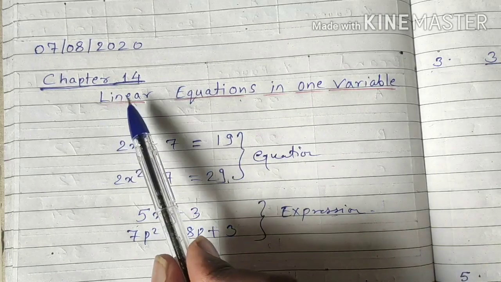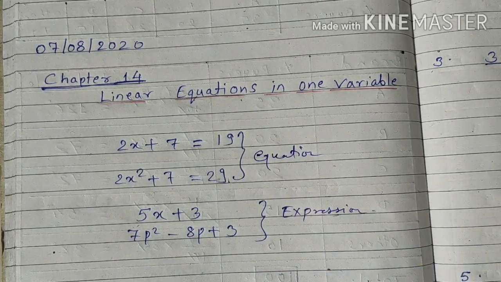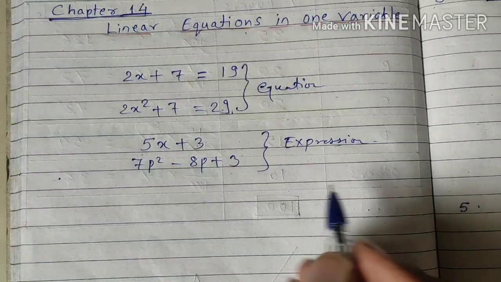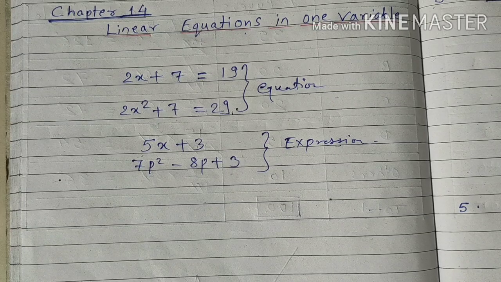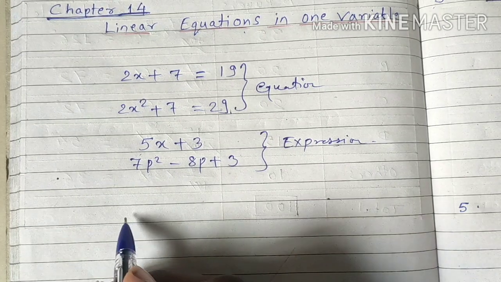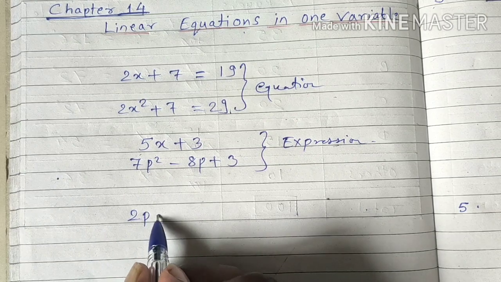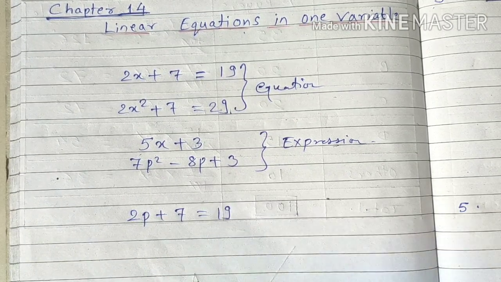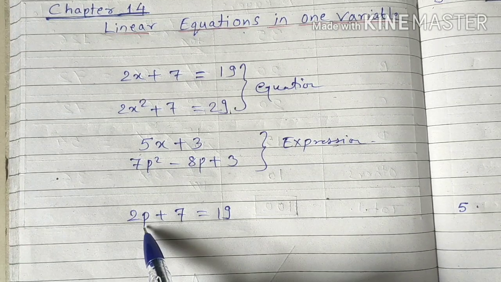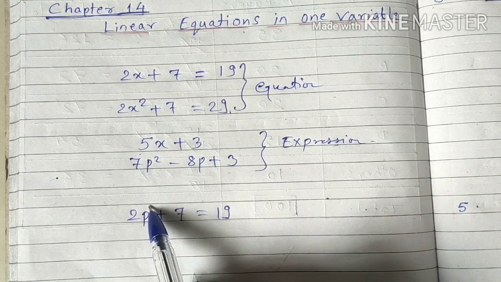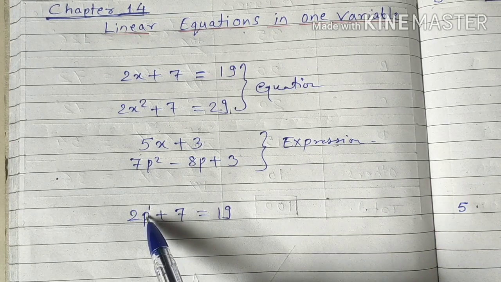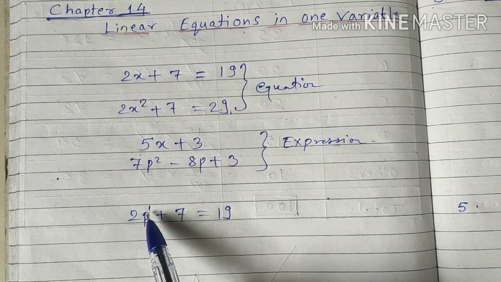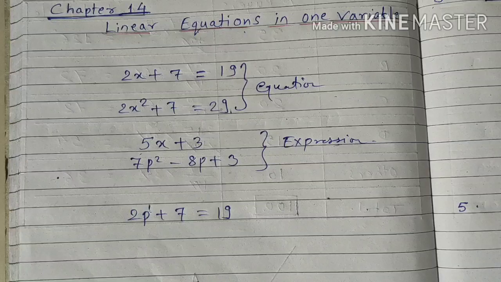Now let us understand the meaning of linear equations. Equation means equal to sign. A linear equation means an equation in which the degree is 1. Degree means what? The highest power of the variable. For example, suppose I am writing 2p + 7 = 19. Here p is the variable. The power of p is what? Nothing is written, that means 1. So we can say that the degree of the equation is 1.